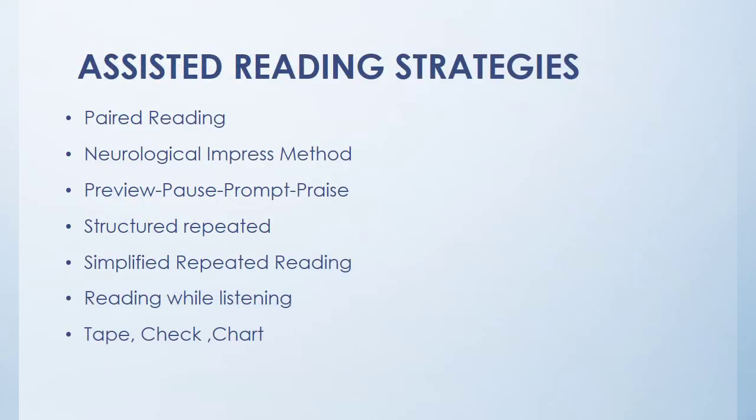Some of the assisted reading strategies are paired reading, neurological impress method, preview, pause, prompt, praise strategy, structured repeated reading, simplified repeated reading, reading while listening, tap, check and chart. The assisted reading strategies are useful for the struggling readers to support them in their reading.